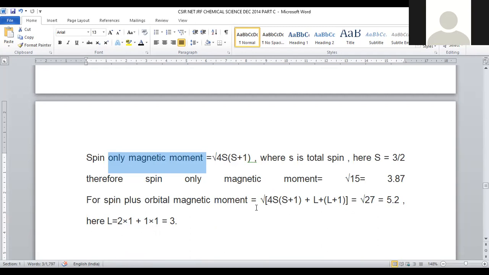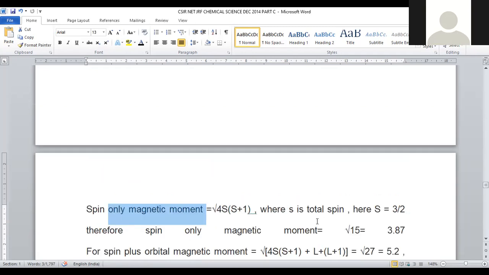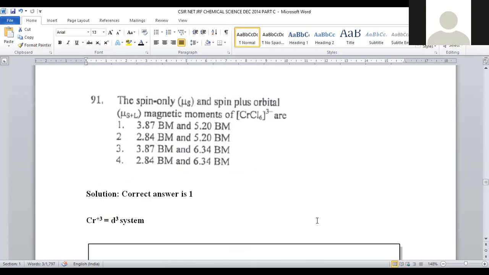So here the magnetic moment values are 3.87 and 5.2 respectively. Let us see where these values are present. For this chromium system, 3.87 and 5.20 Bohr magnetons are provided in option number 1. For question number 91, option number 1 will be the correct answer.